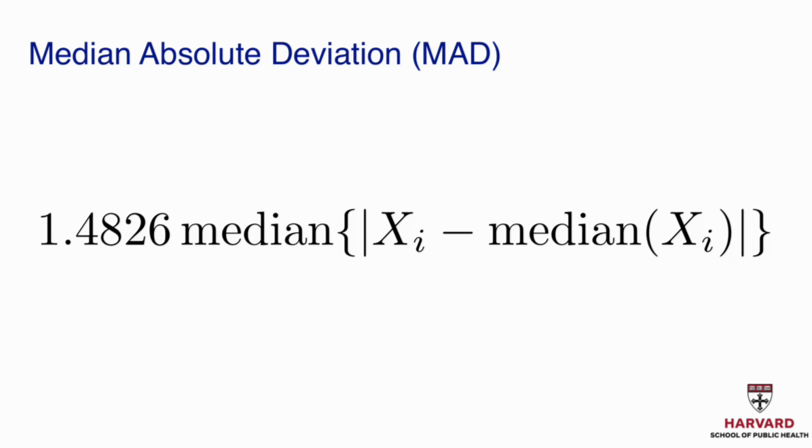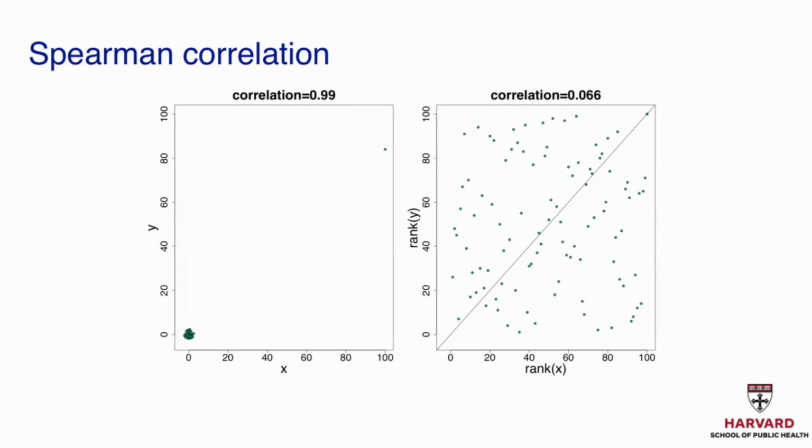Another robust statistic that we use is Spearman correlation. For this example, I created a data set in a similar way. I created two independent data sets, both with mean 0 and standard deviation 1, independent from each other, so no correlation. And then I made a mistake in one row where both measurements became big. So we see that point over here on the right. If I compute the correlation of this data, it's 0.99.